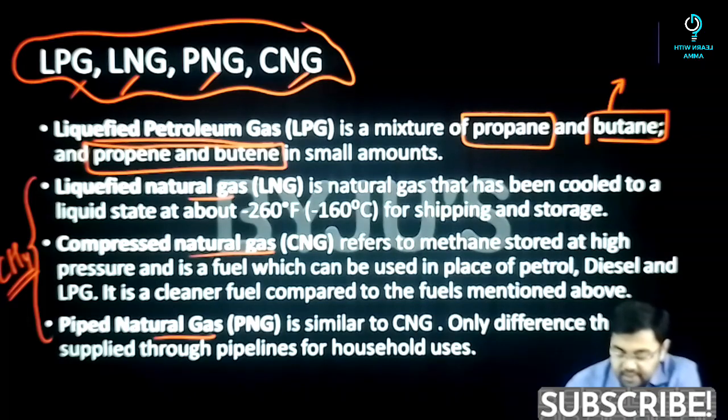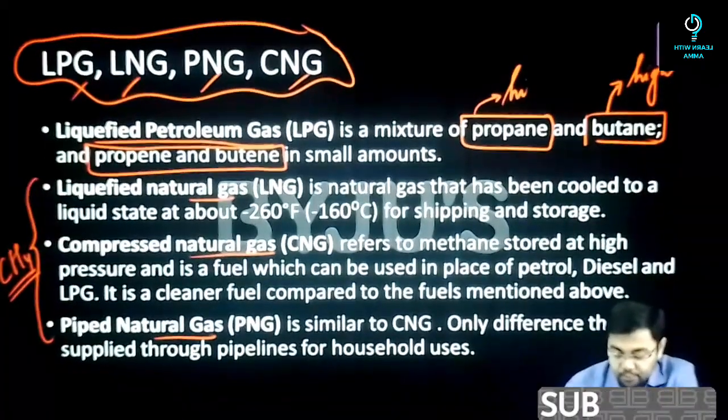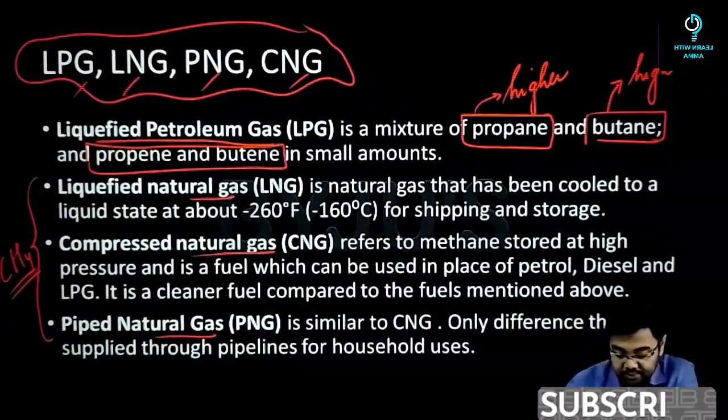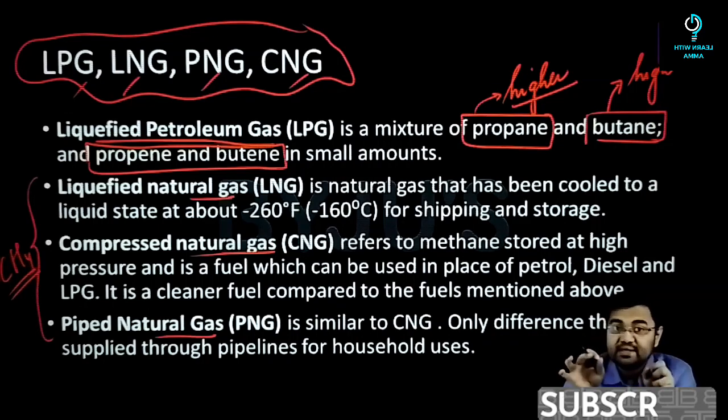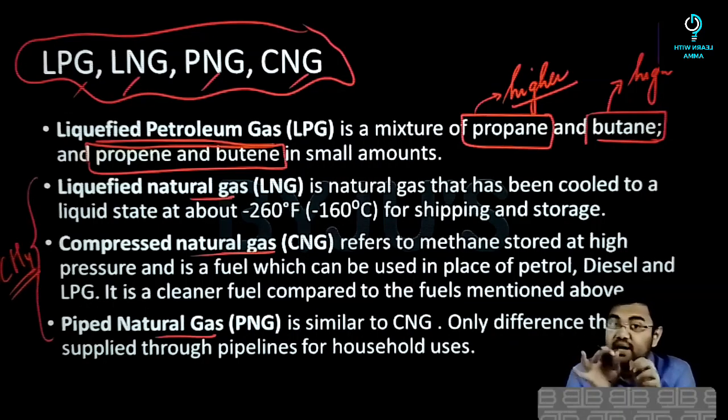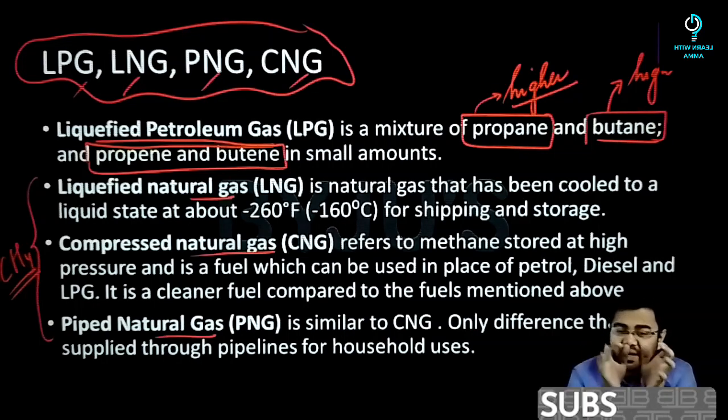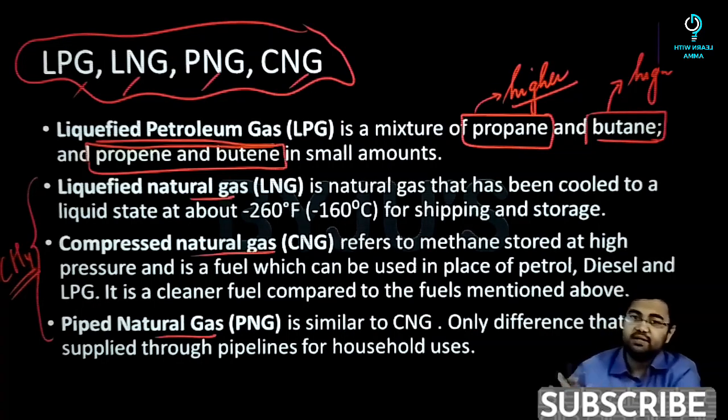If it is a tropical country, the amount of butane will be high, and if it is a temperate or a polar country, then the amount of propane can be higher. So that's why when you talk about India, in India what you'll see is that all the gas cylinders that we are getting have a large amount of butane and very small amounts of propane and other gases.